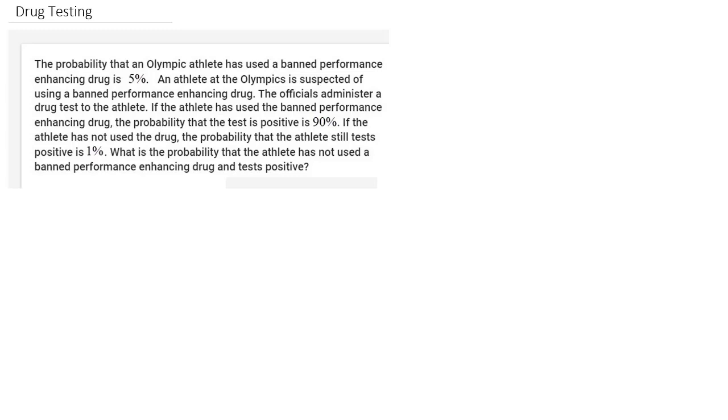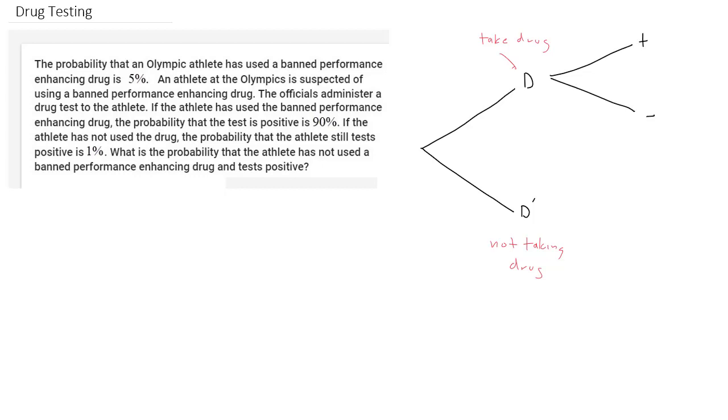So let's take a look at what our tree diagram is going to look like. We're going to start out and say they're either taking the drug or they are not taking the drug, the complement of that. So this is taking drug or not taking drug. Now, if they're taking the drug, they could test positive or they could test negative. Same thing if they're not taking the drug. They could test positive or they could test negative.